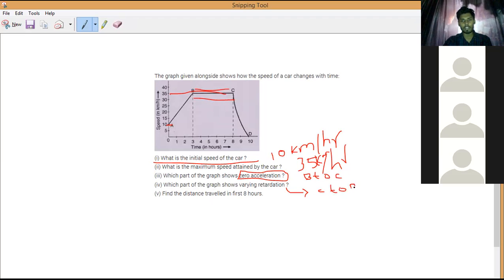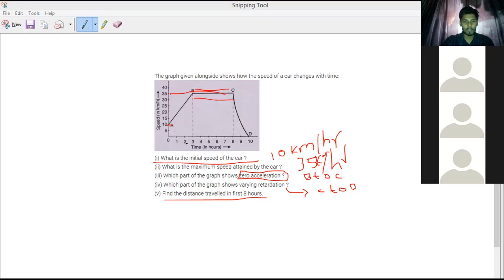Next, the last question, you have to solve it, all of you. What are they asking in the last question? Find the distance traveled in the first 8 hours. So distance means what we have to do, Ra? I told you. We have to find the area. Correct, Ra? Yes, sir. From where to where are they asking? First 8 hours means 0 to 8 hours.